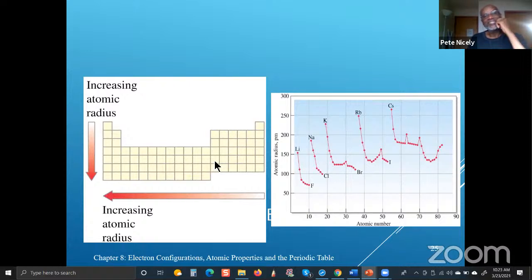Now, another trend that is observed is across a period. As you go from right to left of any period, what you'll find is that the atomic radius increases, or if you go from left to right, the atomic radius decreases. So if you take, for example, period 2, which starts with lithium and ends with fluorine, and that's a plot that you see right here, you see that as you go from left to right of that period, the size of the atom decreases.